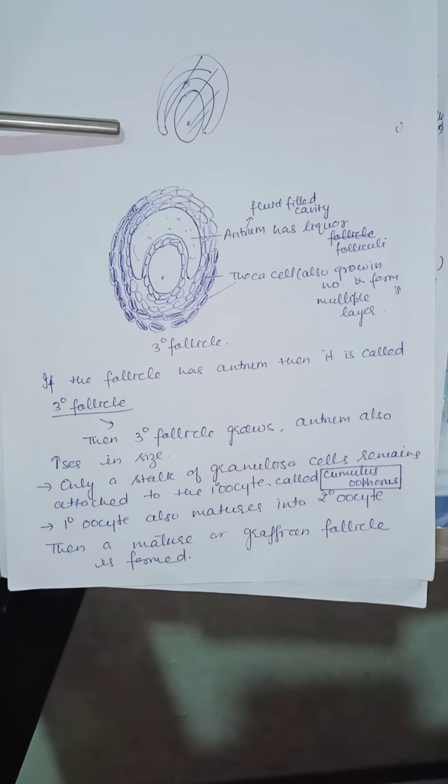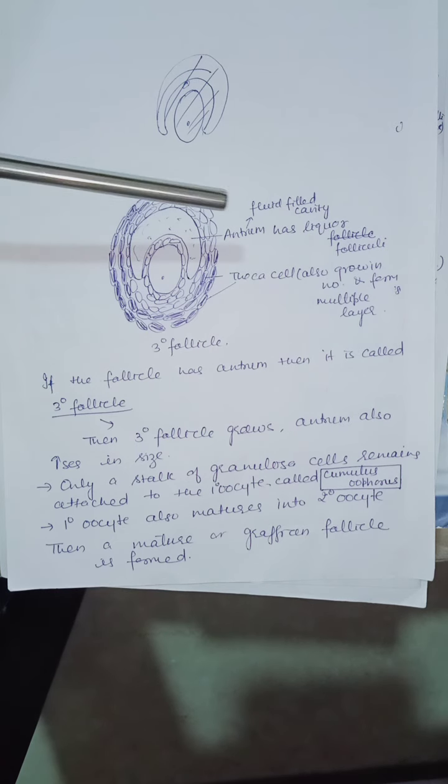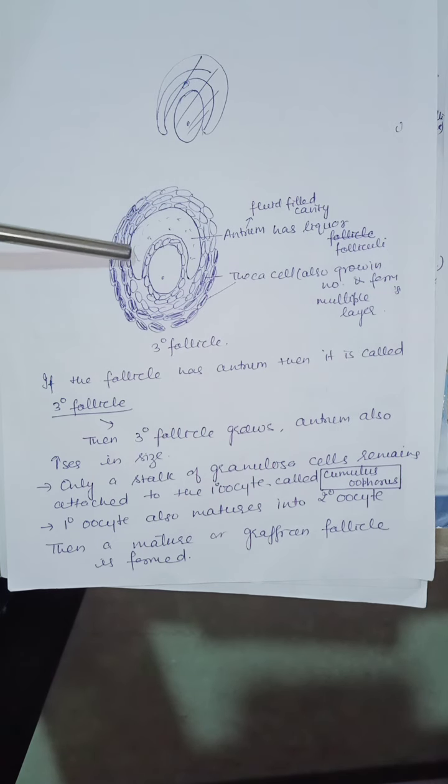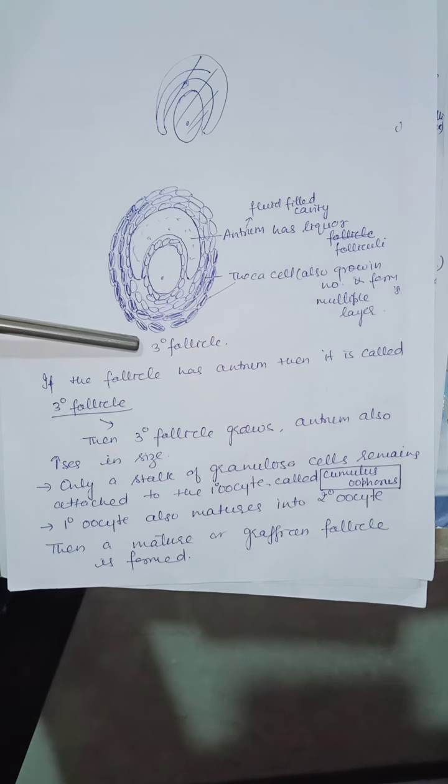So first the primary follicle was there. Primary follicle has only granulosa cells. When theca cells were added to the primary follicle, it became secondary follicle. When granulosa cells secrete a fluid called liquor folliculi and it occupies the space, when the follicle has a fluid filled cavity, then it becomes the tertiary follicle.